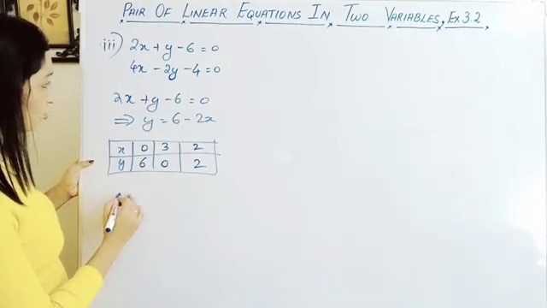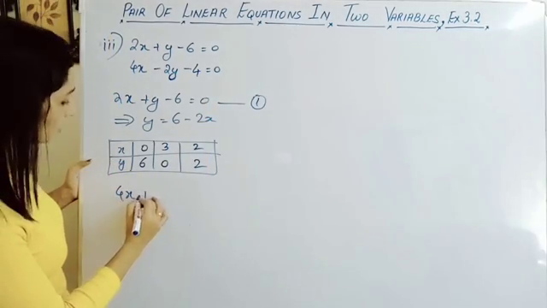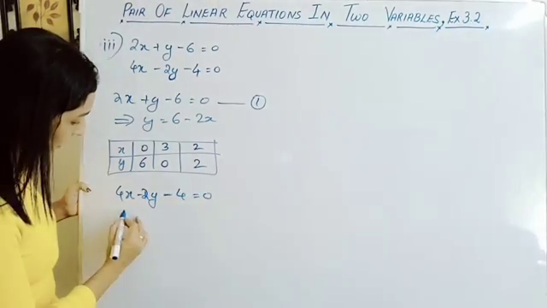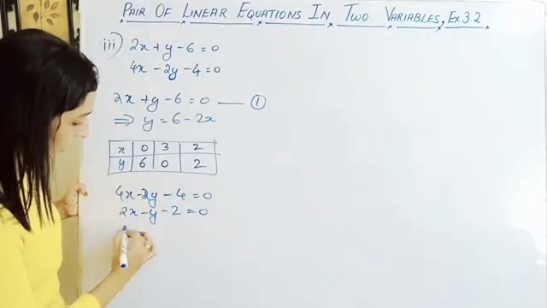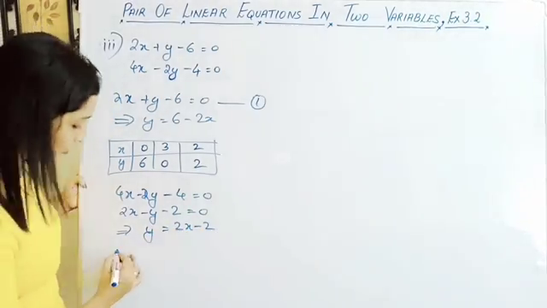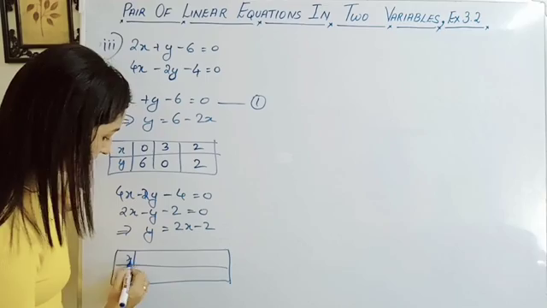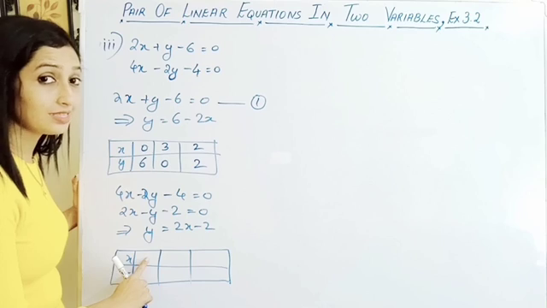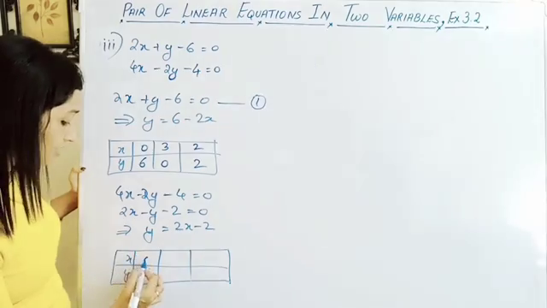So now let's find out the solution set for our second equation. This was our first equation. Second equation is 4x minus 2y minus 4 equals 0. So this implies 2x minus y minus 2 equals 0, and that implies y is equal to 2x minus 2. Now let's find out the solution set for the second equation. I write x, y, and let's take different values of x. So first I can take x as 0. Then what do I get y as? When x is equal to 0, I get y as minus 2.